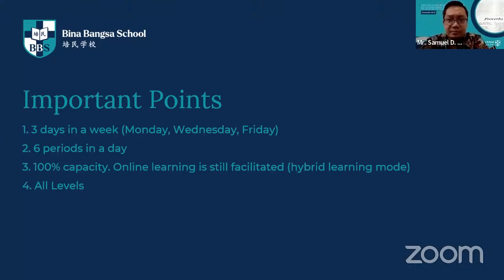But in our hybrid learning this term, not only teachers, but also students report to school 3 days in a week, Monday, Wednesday, Friday. And you will do hybrid learning. You will learn the lesson in school for 6 periods in a day. This is the same arrangement as what we did in term 2. You will report to school at 7 o'clock.